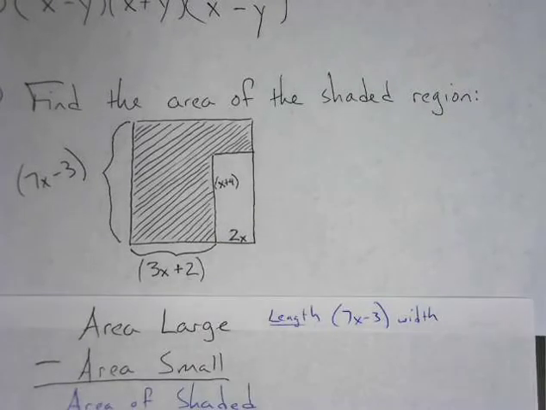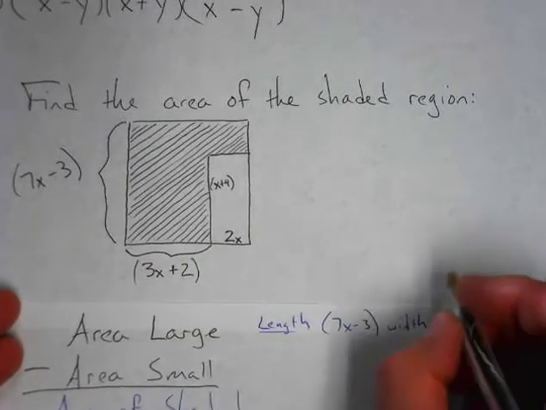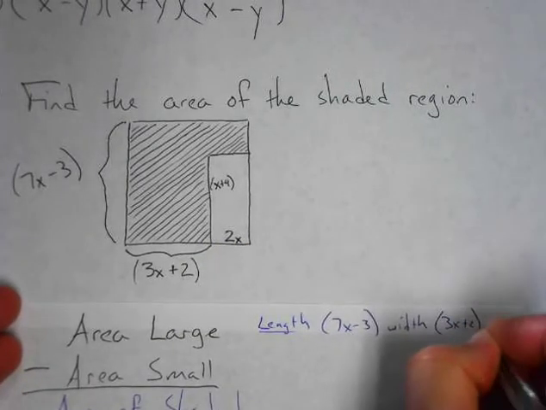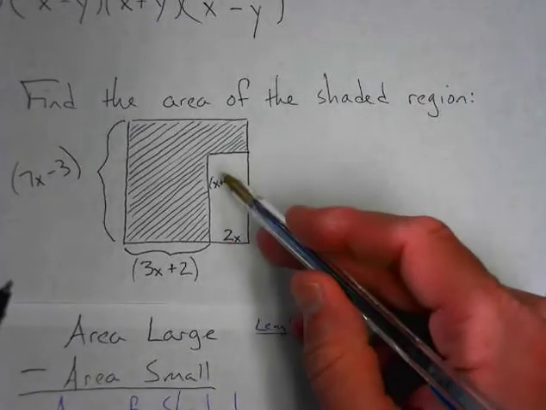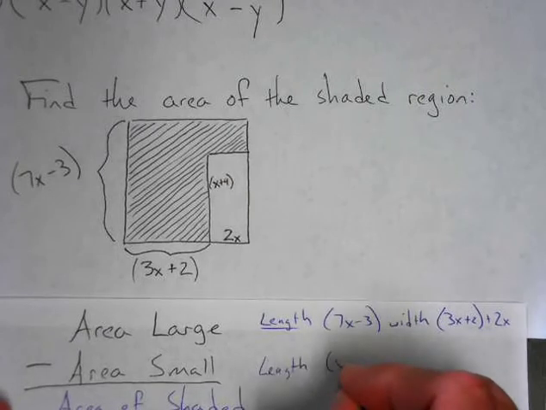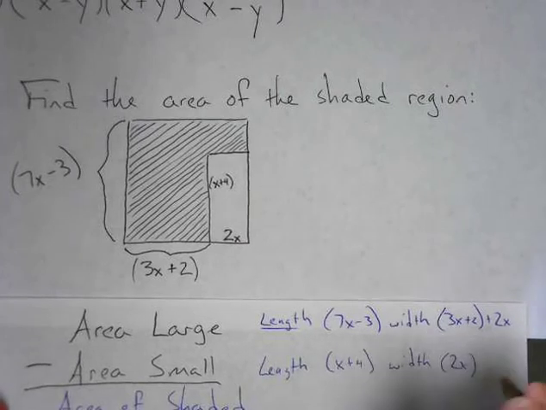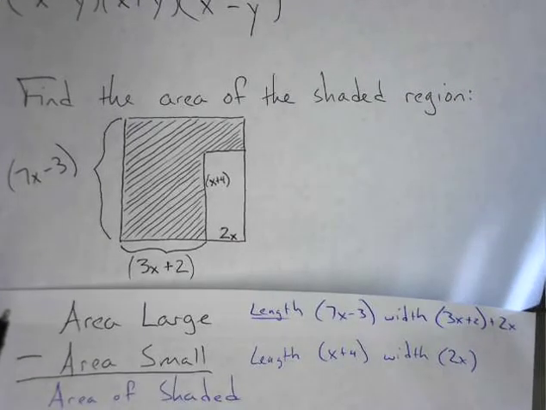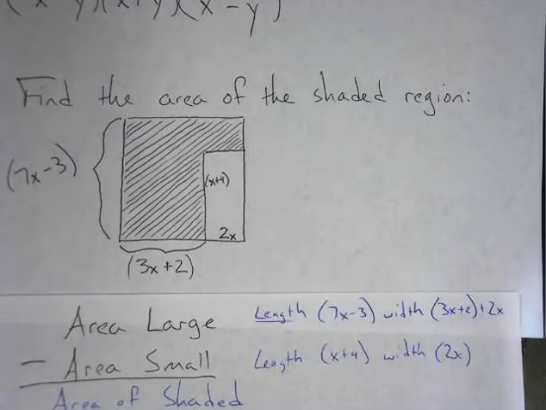So we have to be careful, right? Isn't that cool? This is 3x plus 2 plus this 2x. So the width is 3x plus 2 plus the 2x. So I have to be careful with that. And then the area of the smaller region, simply x plus 4 times 2x. And so we're going to calculate our areas momentarily. And so once we see what's happening, we can then apply our plan of action. Okay? So we're going to find the area of the large rectangle. Area of the large rectangle, length times width.